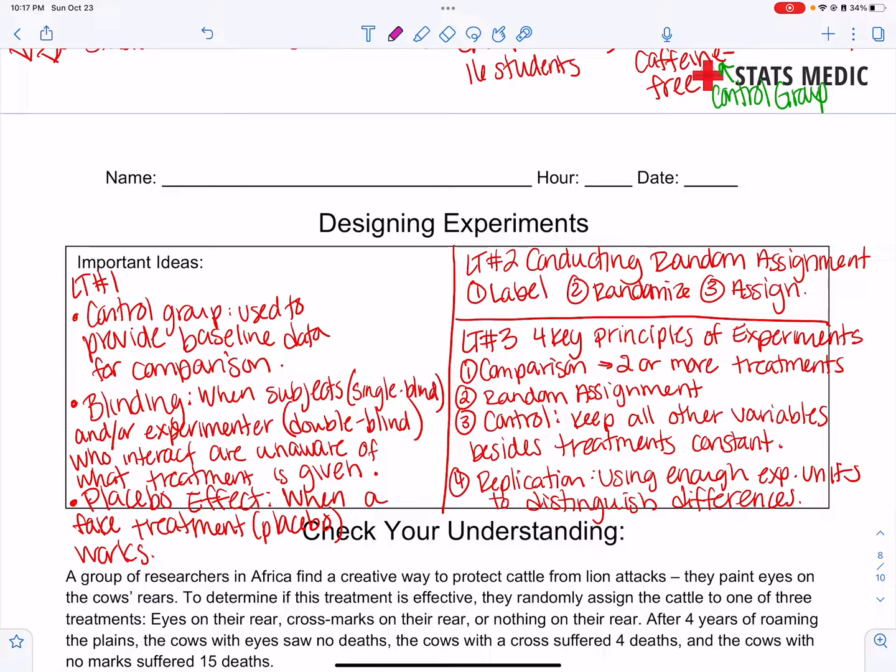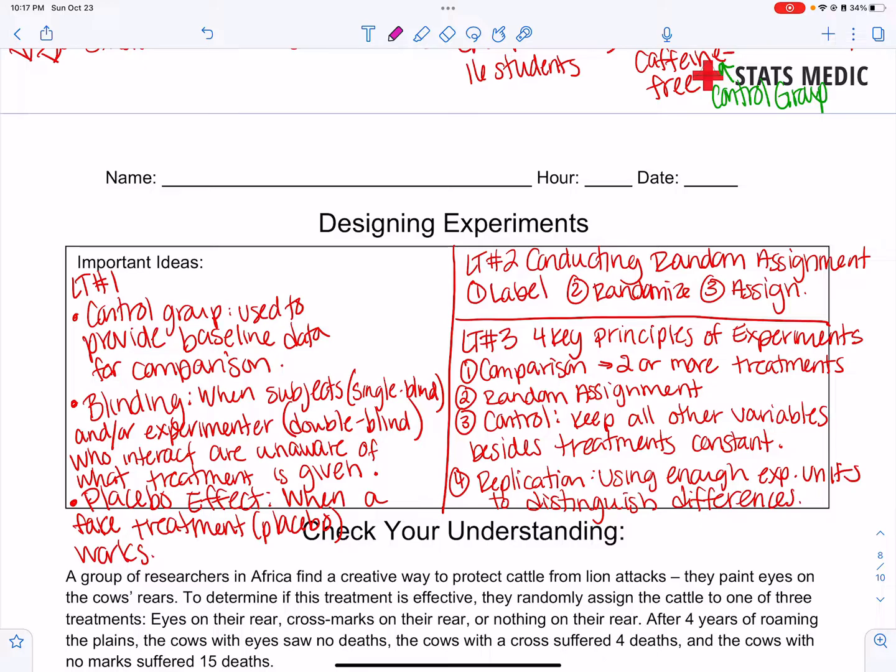Learning target 2 is conducting a random assignment. To do that, you need to make sure you conduct it and you show how you're going to randomize. So you would need to label, meaning you'd need to number the people or number the objects, and then randomize it by rolling dice, flipping a coin, or using a random number generator, and then assign the treatments. But you have to make sure that you go through and show me what the random process is. You can't just say randomize it. You have to tell me how.